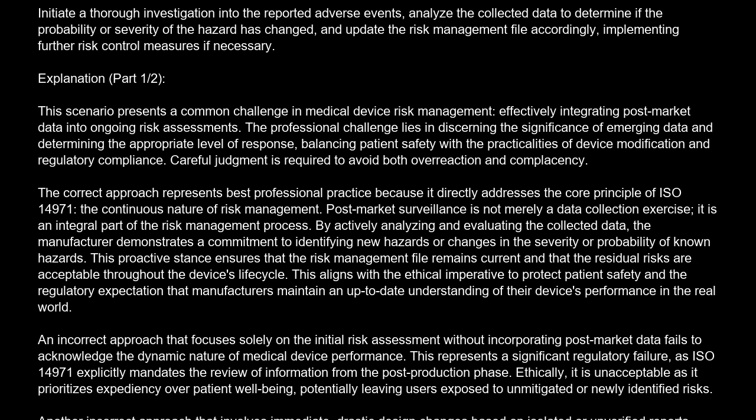An incorrect approach that focuses solely on the initial risk assessment without incorporating post-market data fails to acknowledge the dynamic nature of medical device performance. This represents a significant regulatory failure, as ISO 14971 explicitly mandates the review of information from the post-production phase. Ethically, it is unacceptable as it prioritizes expediency over patient well-being, potentially leaving users exposed to unmitigated or newly identified risks.